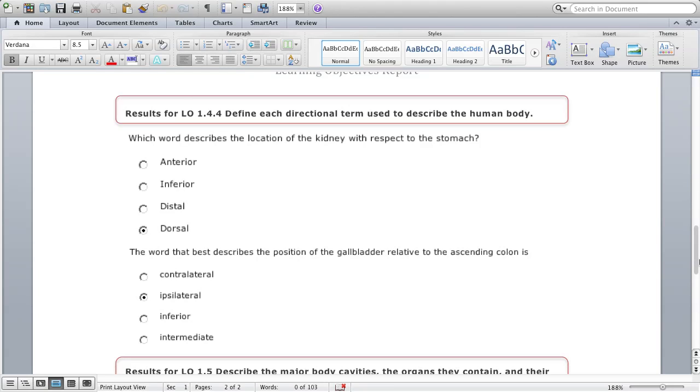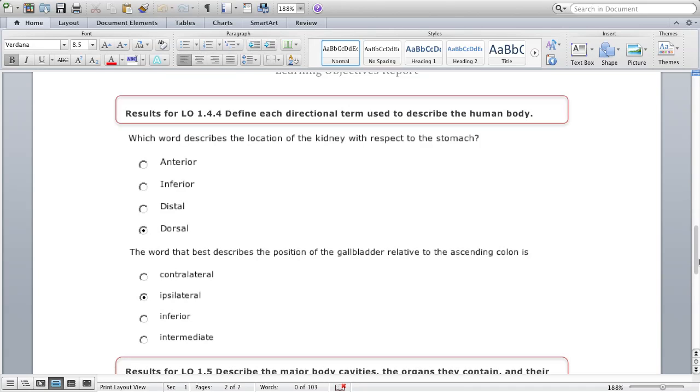Throughout this semester, you're going to learn that there is an abdominal cavity and there is a retroperitoneal cavity, and the kidneys are located in the retroperitoneal space, which is behind or dorsal to the peritoneal space, and the peritoneal space contains the stomach, the small intestine, most of the GI organs. So the most correct answer for this question is dorsal.